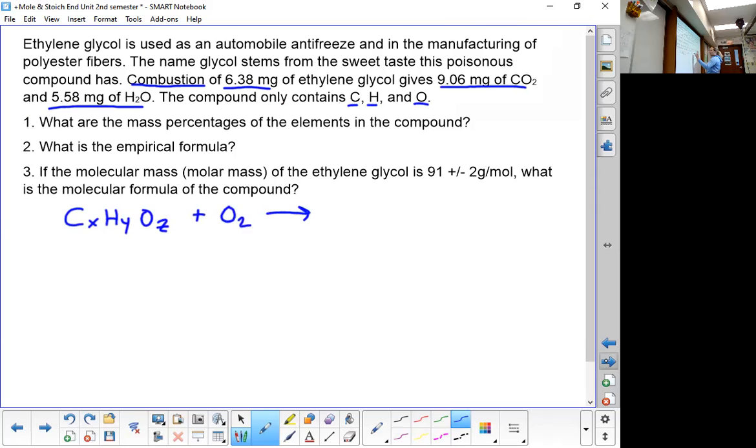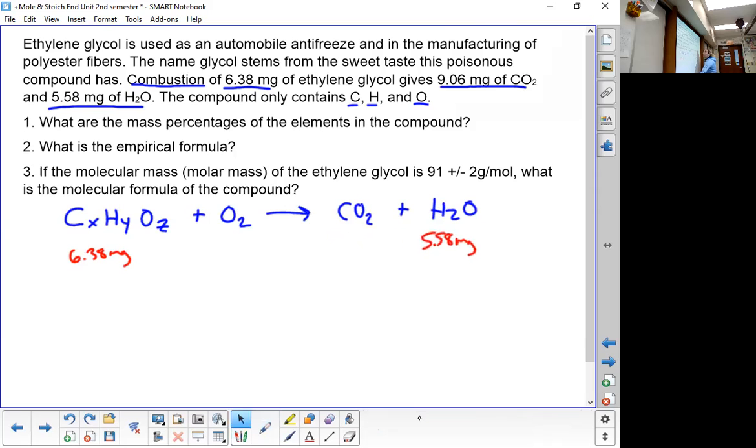When you burn a hydrocarbon in the air, you're going to make carbon dioxide gas and water vapor. And it tells us that we combusted 6.38 milligrams of this, and we formed 5.58 milligrams of the water. Let me move that over to the water. And 9.06 milligrams of the carbon dioxide.